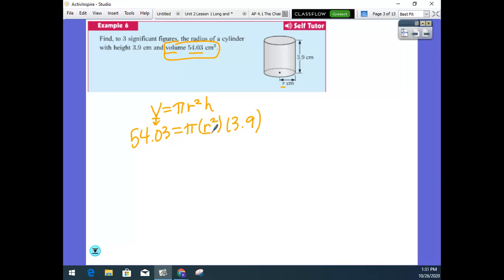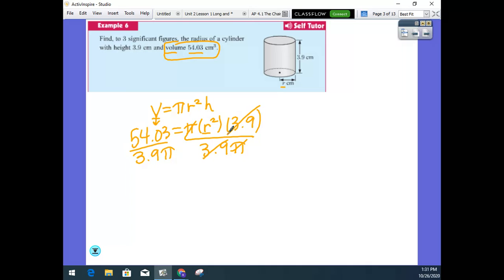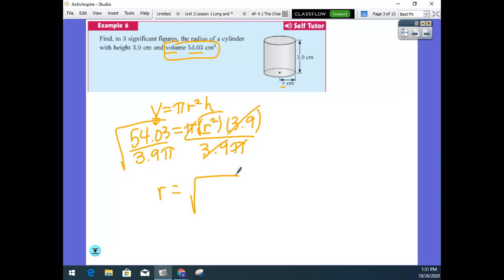Now we need to solve for R. So I'm going to first divide both sides by 3.9 pi. So I cancel my pi, cancel my 3.9. Then I square root both sides. So R, normally when I square root, I need a plus or minus, but since this is representing my radius, you can plug this in just using your calculator. The way I would do that if you're doing it this way is do the square root first, then put a fraction bar, then put 54.03 divided by 3.9 pi, and you should get approximately 3 sig figs.